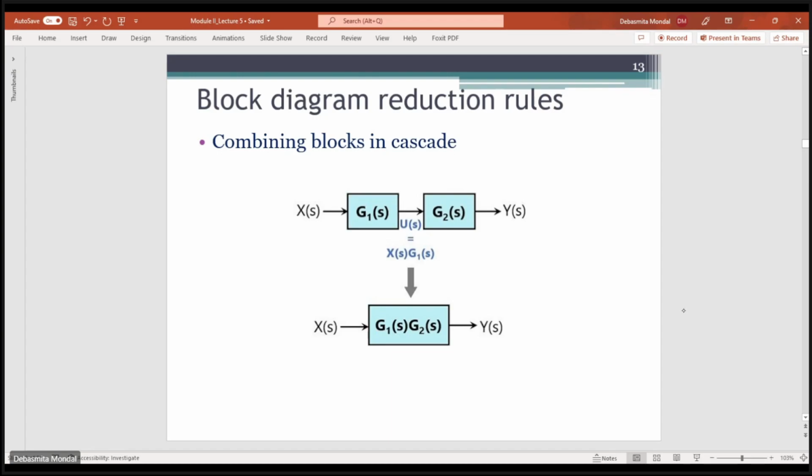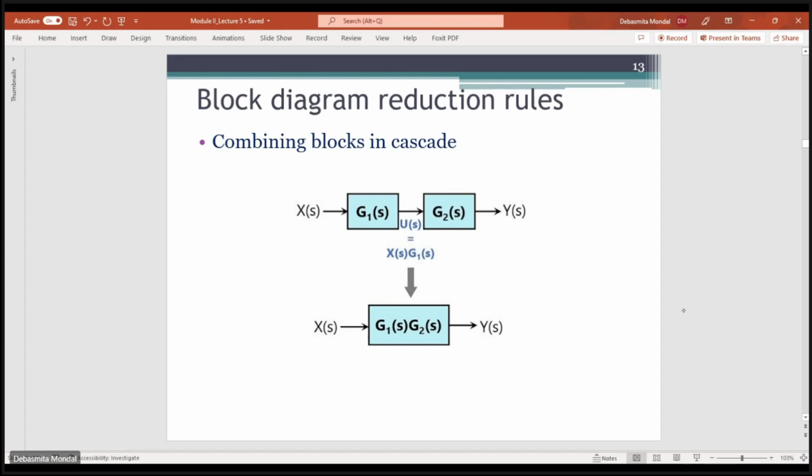So if you have two blocks G1 and G2, connected in this way, you can just represent it as a single block, which is equal to G1 into G2(S). The main aim of doing this reduction is that the output of the previous block and the output of the reduced block should be the same. So you should combine blocks in such a way that the output of the combined block still remains the same as the previous one. So here you see the output.